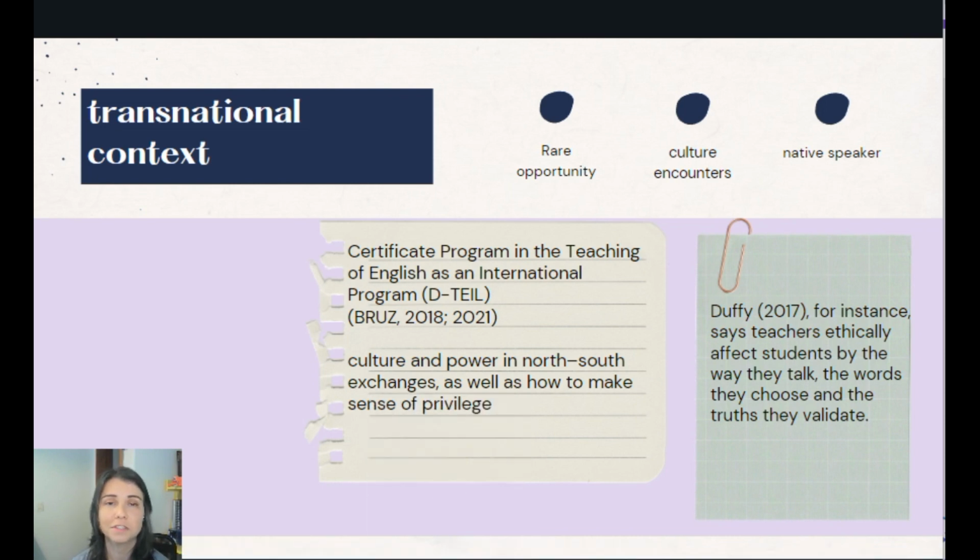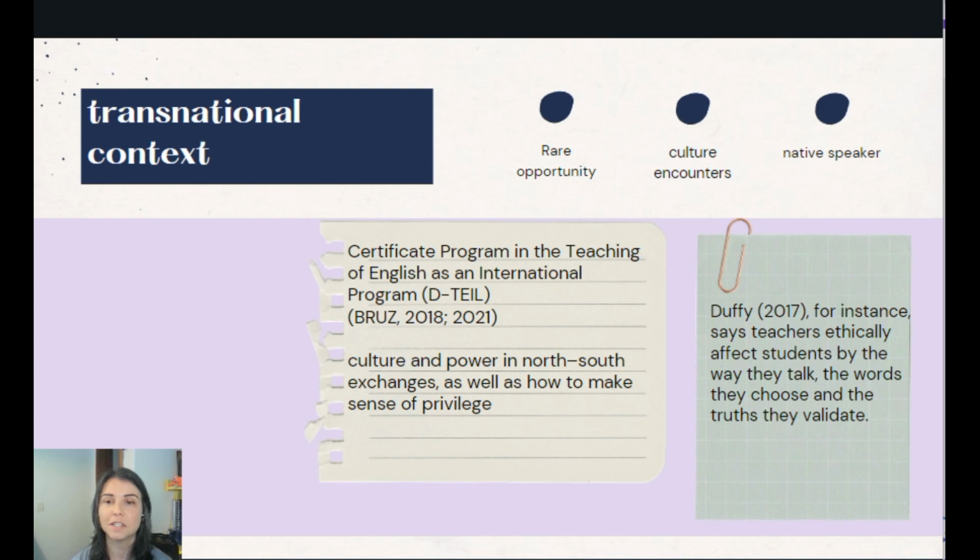During my PhD and Gustavo's master's degree studies, we were able to study the certificate program in the teaching of English as an international language from York University in Toronto. It was a rare opportunity and we faced cultural encounters. So we were Brazilians studying a group of students, and they were preparing themselves to become teachers, and they had the opportunity to teach English in Cuba at the University of Verona. So once more, we were Brazilians studying this group that came from Canada in Cuba.